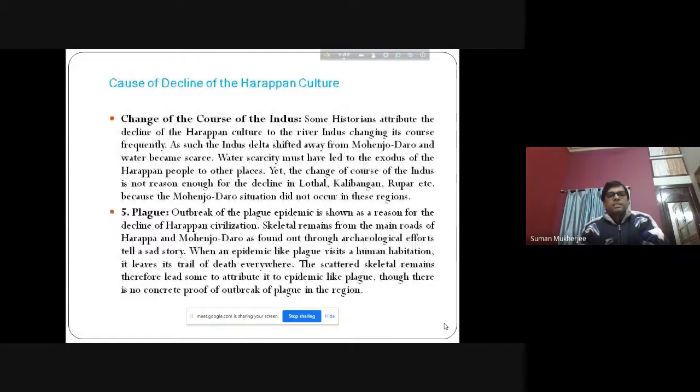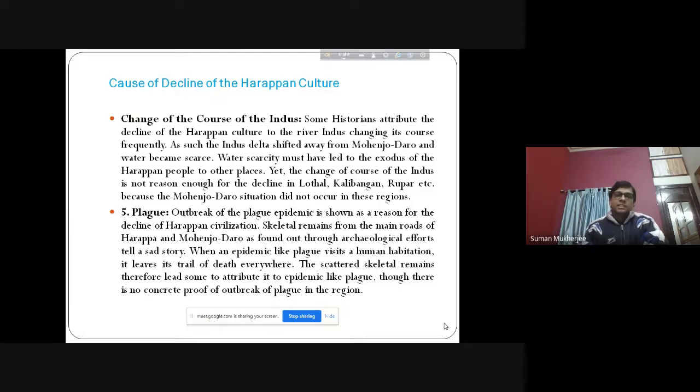And number three is the change of the course of the river Indus. As we have mentioned earlier, some historians attribute the decline of the Harappan culture to the river Indus changing its course frequently. As such, the Indus Delta shifted away from Mohenjo-daro and water became scarce.